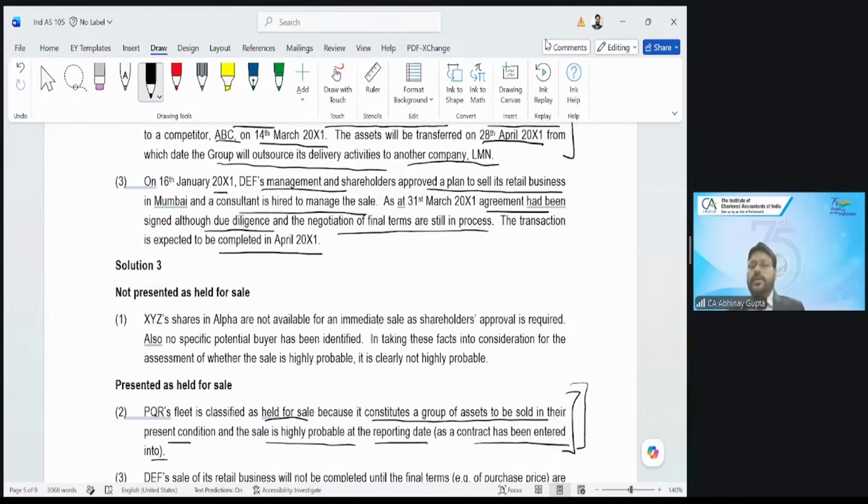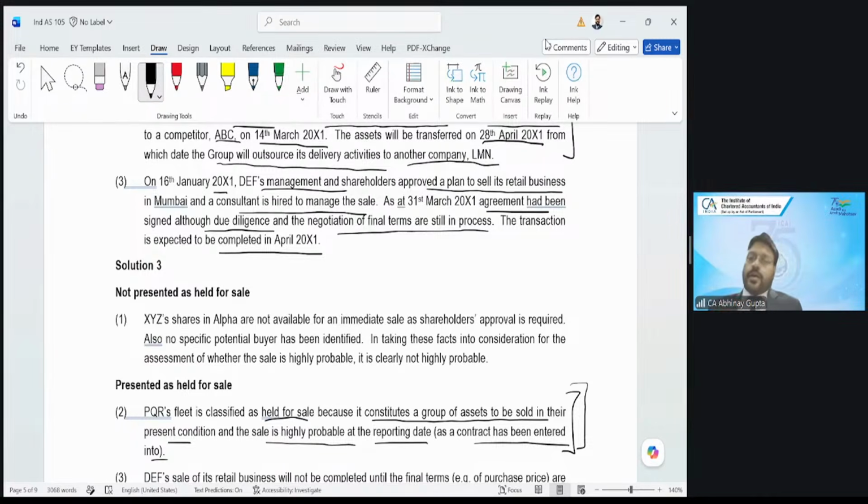So how much period is there from 16th of January to April? February, March, April, 3 months, right? Which is less than 1 year anyway. So the sale is expected to be completed within 1 year. The answer is yes. Is it being actively marketed? Yes, because the consultant is already hired. Is a reasonable price expected? Yes, because negotiations are happening and are in process. Due diligence has already started. It means the buyer is also serious to acquire, right?